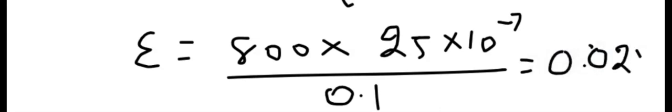Now, induced EMF E is equal to N into phi 2 minus phi 1 by t. Now substituting the values, we get E is equal to N is 800 into 25 into 10 to the power of minus 7 divided by 0.1, which is nothing but 0.02 volts. So option 2 is correct.